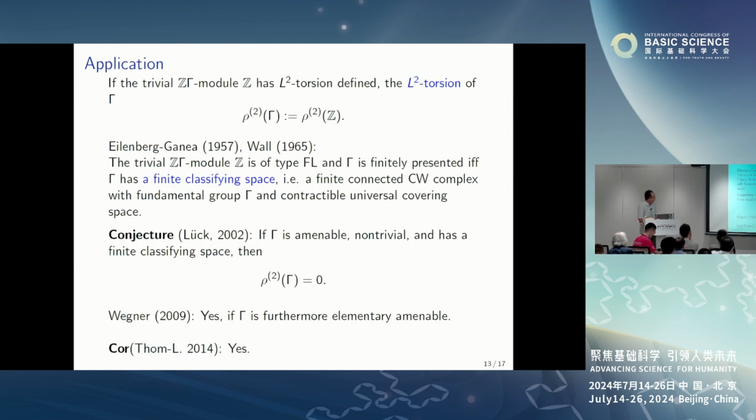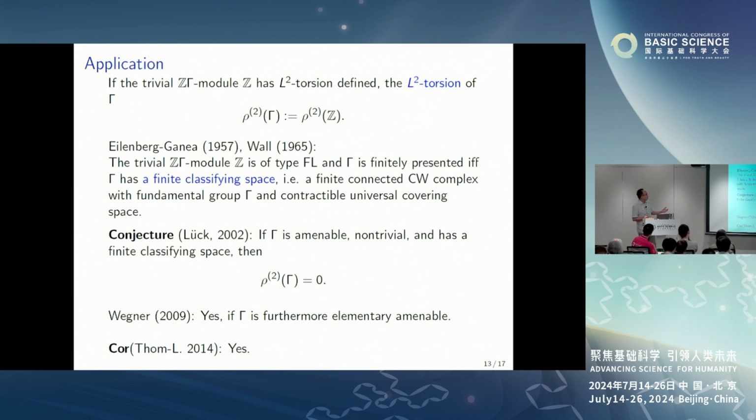Here, I will just mention one application of this theorem. In the case where we always have the trivial module, you let gamma act on Z itself completely trivially. So you always have this very trivial module for gamma. If this trivial module has the torsion defined, then the torsion of the group is simply defined as this torsion.